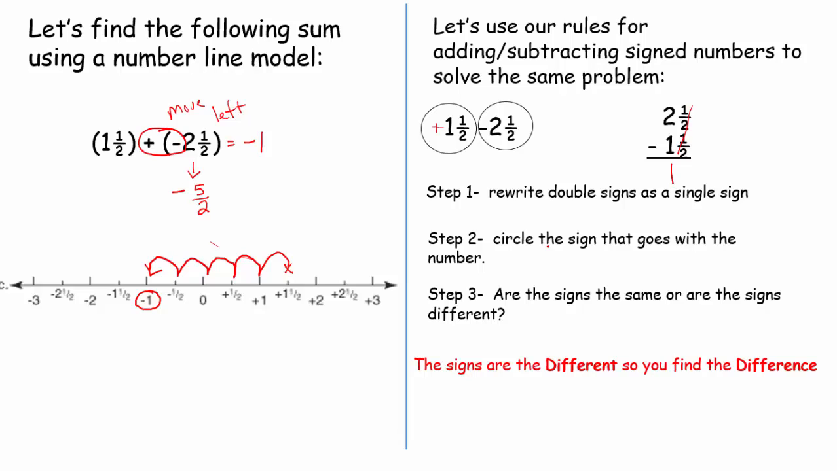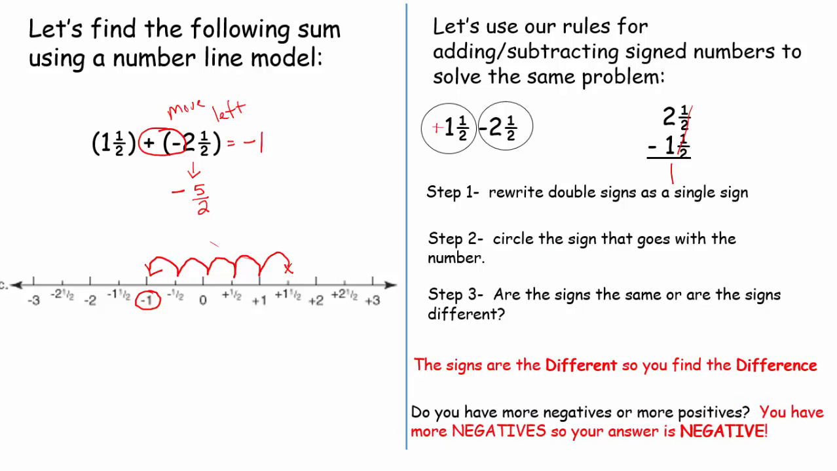Then you have to say, what do you have more of? We definitely have more negatives. 2.5 is larger than 1.5. That would be 5 halves. That would be 3 halves. You definitely have more negatives, so your answer is negative.